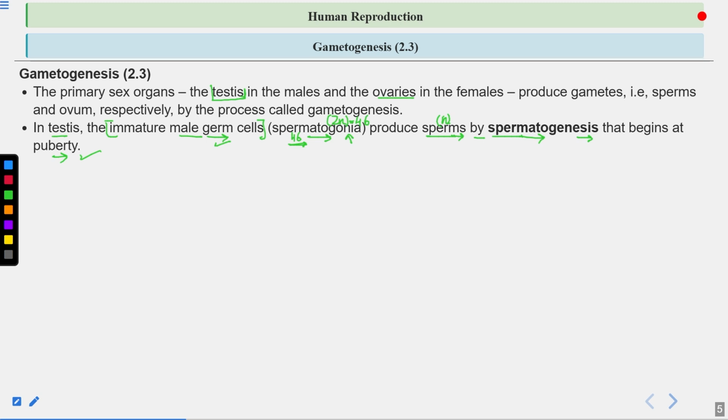So at puberty, what happens? Puberty is that time of life where a lot of physiological changes take place. There is a lot of hormone production, and there are morphological changes also. So these hormones are controlling all these processes.